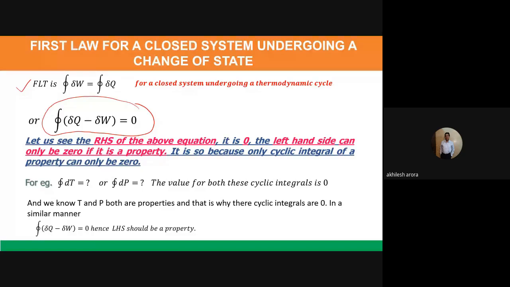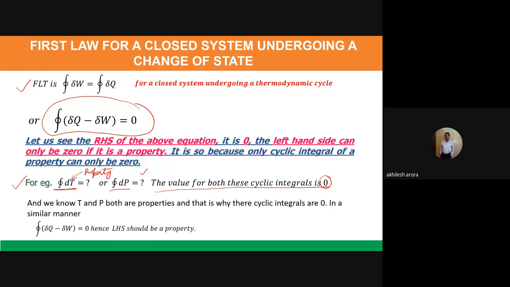Now let us see this example here. What does this example say? If I take the cyclic integral of temperature, what is temperature? Temperature is a property. It's an intensive property. And its cyclic integral, or if I say the cyclic integral of dP, what is its value? The value for both these cyclic integrals is 0.